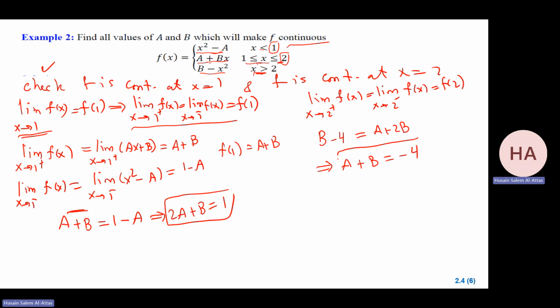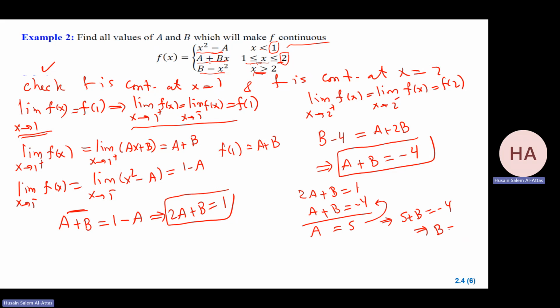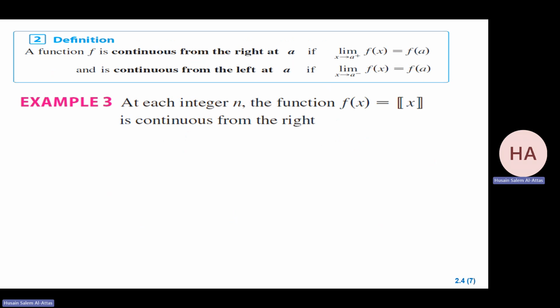So I have two equations, two unknowns. I need to solve them. Put them under each other. Very clear what I shall do: just subtract this from this. I'm getting b cancelled, and a equals 5. Plug it here: 5 plus b equals minus 4, so b equals minus 9. So these are the values that will make the function continuous.